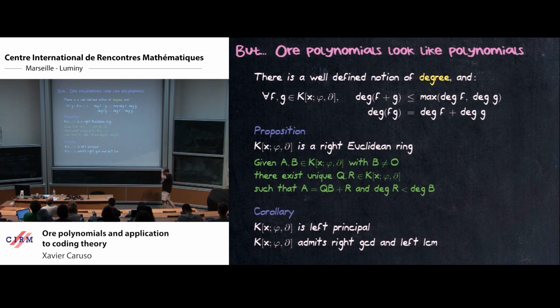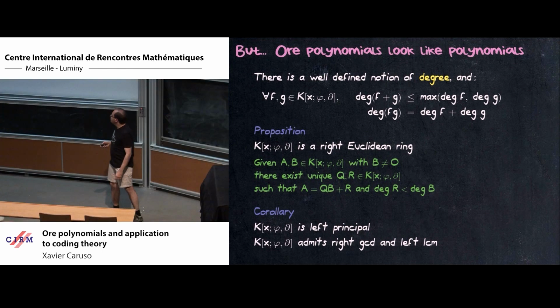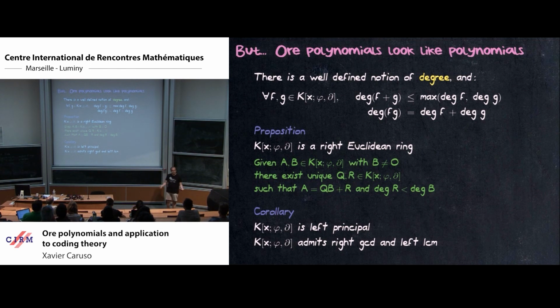And maybe you are wondering why we are interested in these polynomials. In the rest of my talk, I will explain some applications of this setting to coding theory. But these polynomials were first introduced by Ore in the 30s, I think, if I remember correctly. And the motivation was not coding theory at that time. It's a very standard construction in non-commutative algebra. It's really one of the first examples of non-commutative rings. And just like polynomials are useful for studying commutative rings, Ore polynomials are really useful for studying non-commutative ring theory. It's a very central object.